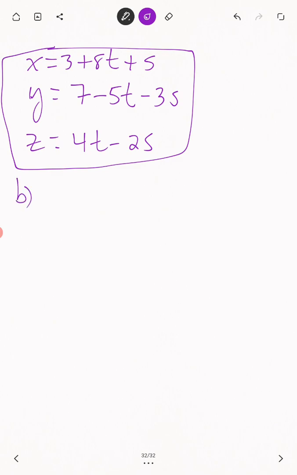That's part A. Part B, determine if the point Q, negative 10, 8, negative 6, is a point on the plane. So if this point is on the plane, then it should satisfy the equation of the plane, and these parametric equations here are essentially put together. The three of them are the equation of the plane.